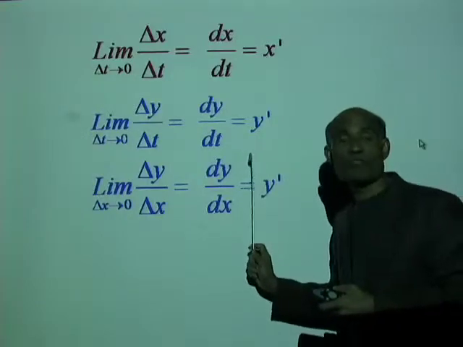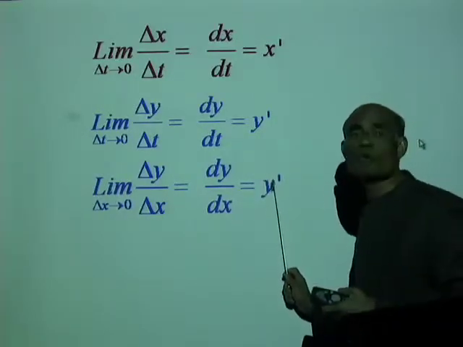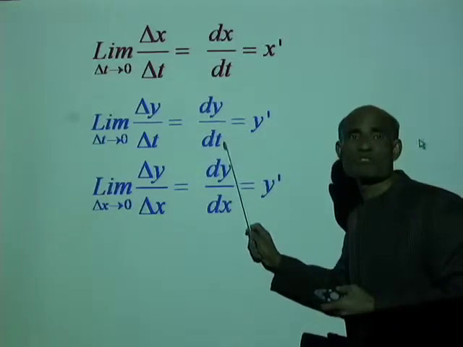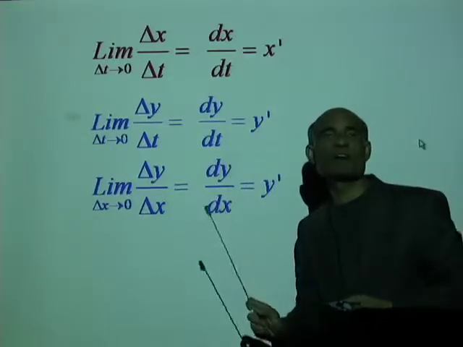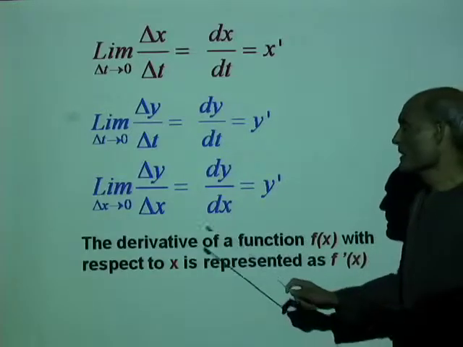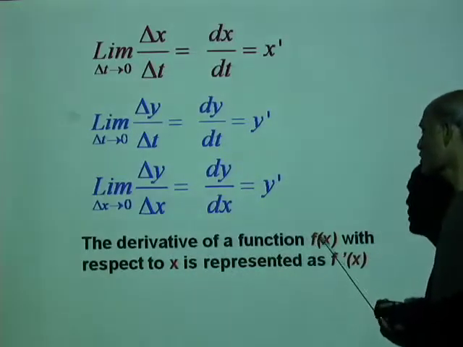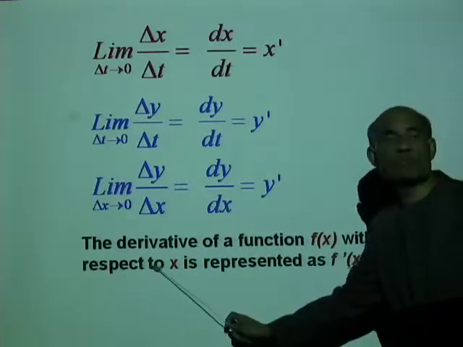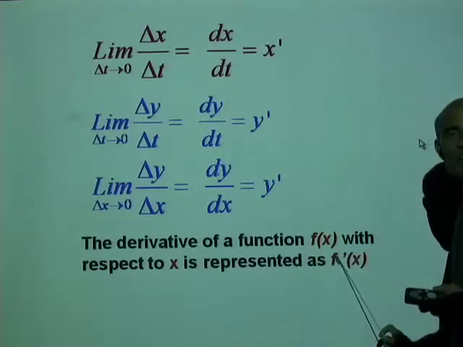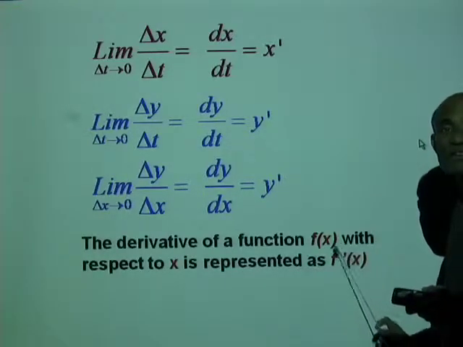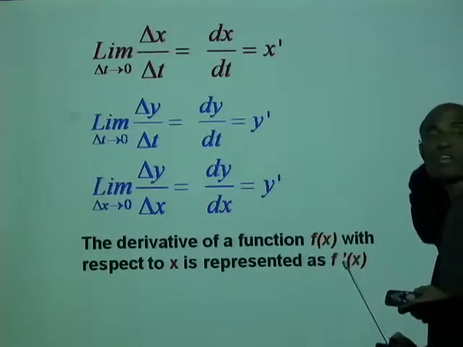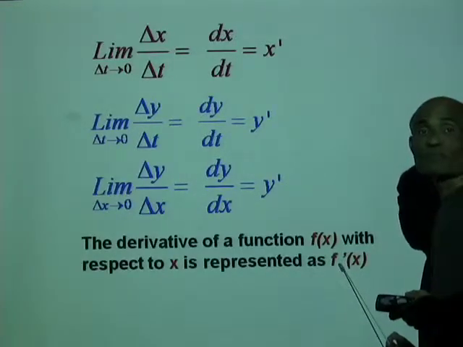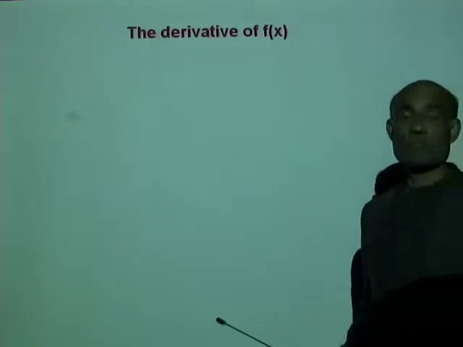Now, very often we use the same symbol, whether it is with respect to t or with respect to x. So we need to specify the independent variable. The derivative of a function f of x with respect to x, we represent it as f prime of x. So f of x is the function, f prime of x is its derivative. Alright.